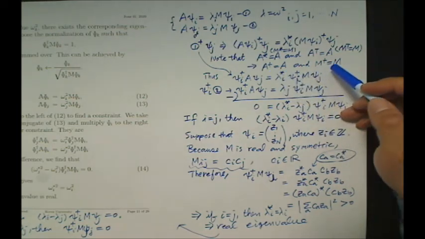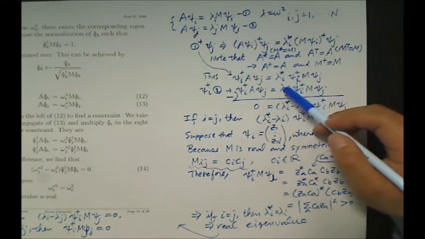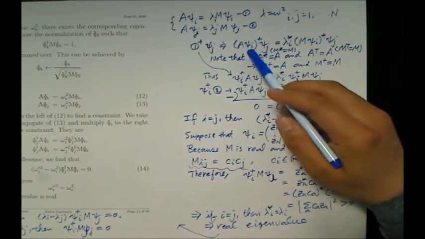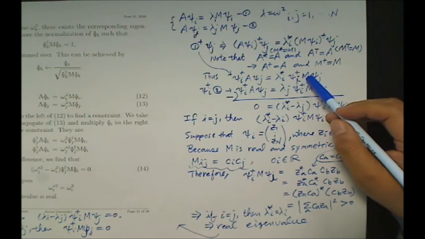And M is also true. This M is Hermitian too. Therefore, this Hermitian conjugate gives the same matrix.